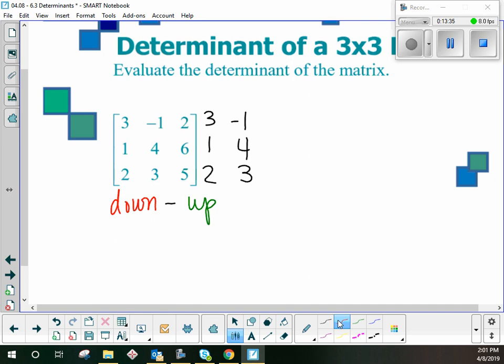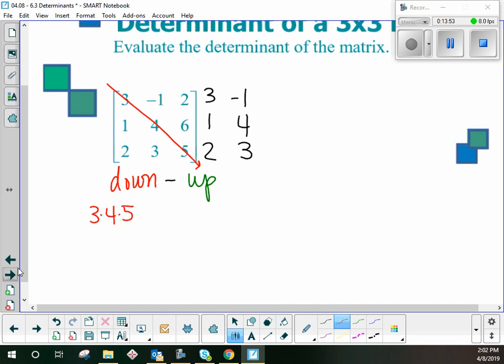What was your first down diagonal? 3, 4, 5. Very good. So we have 3, 4, 5. So we're doing what with those numbers in that diagonal? Multiplying. What was your next diagonal that's going down? Good. Negative 1, 6, 2. And we're multiplying those.